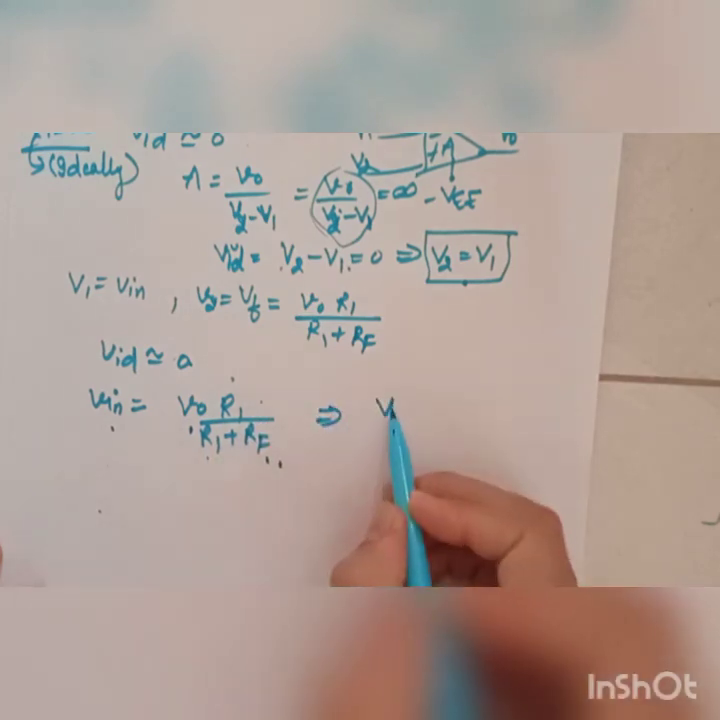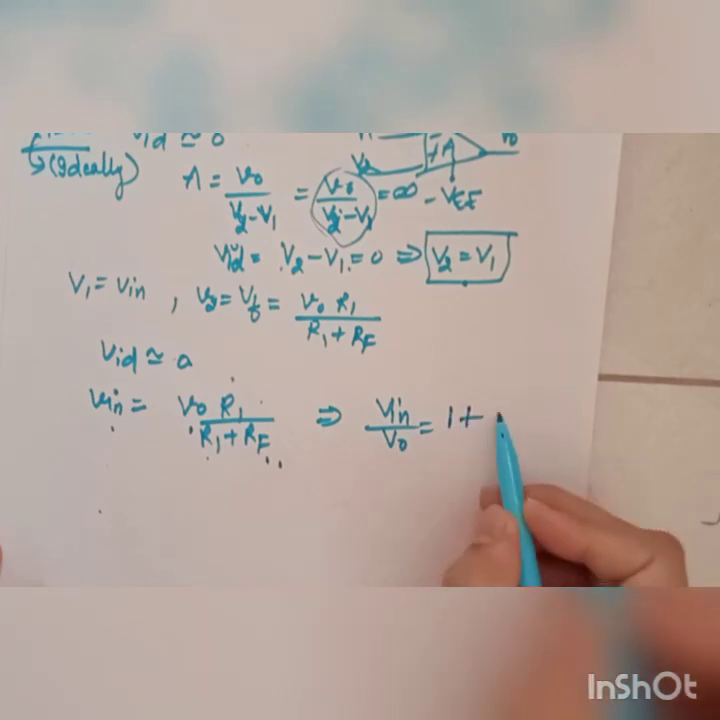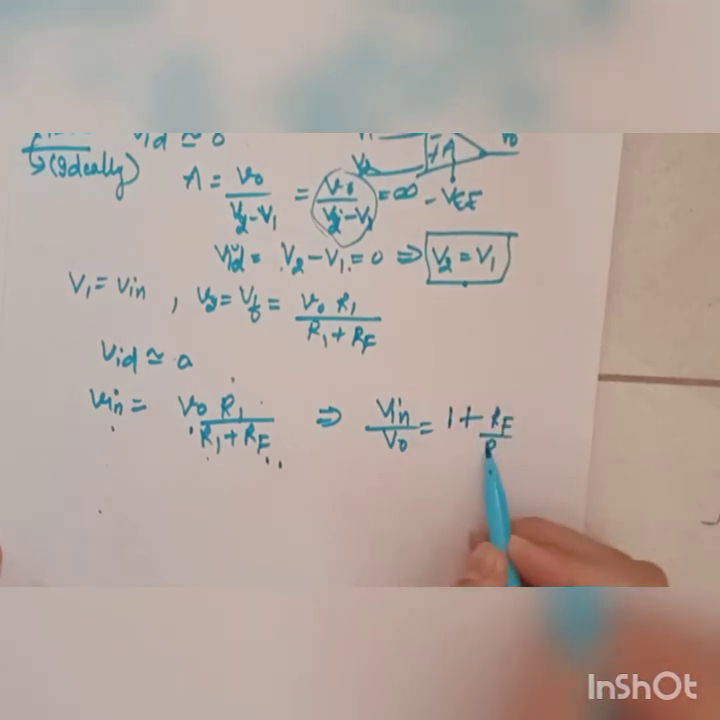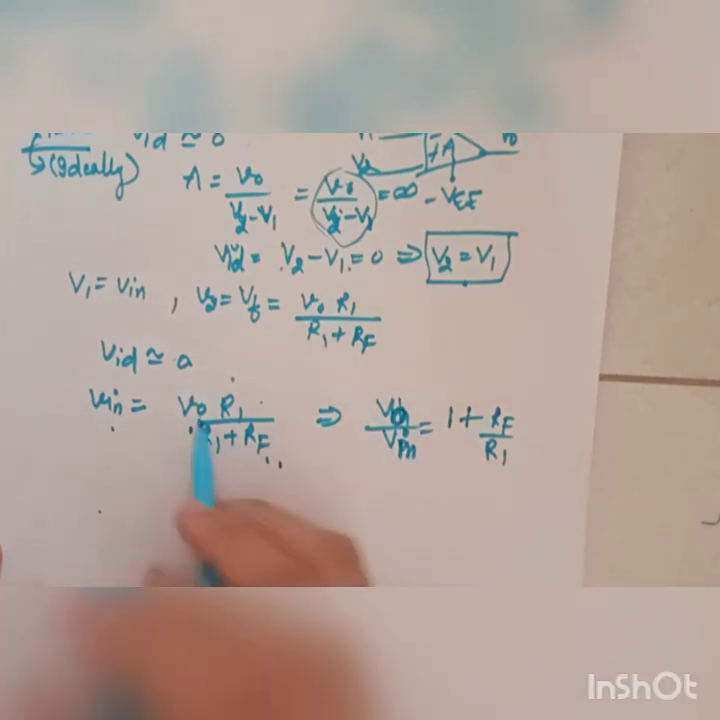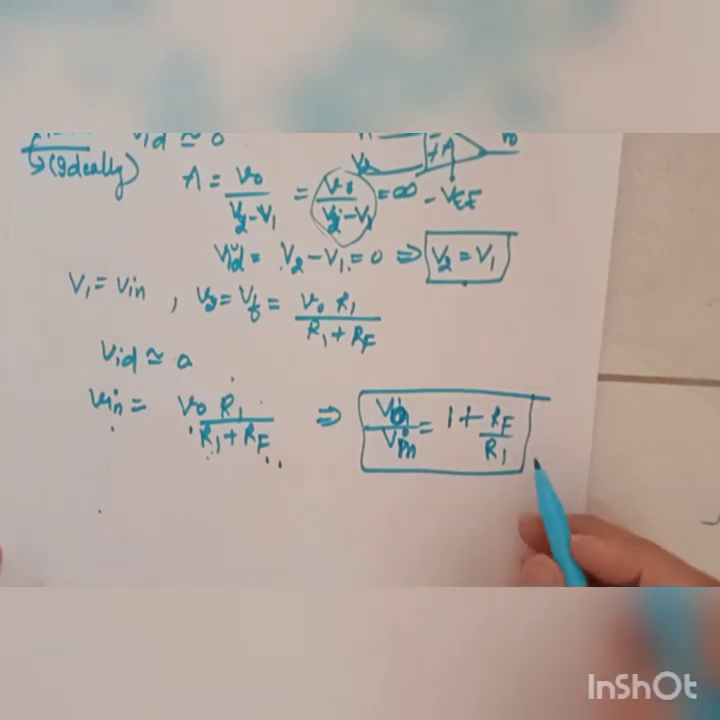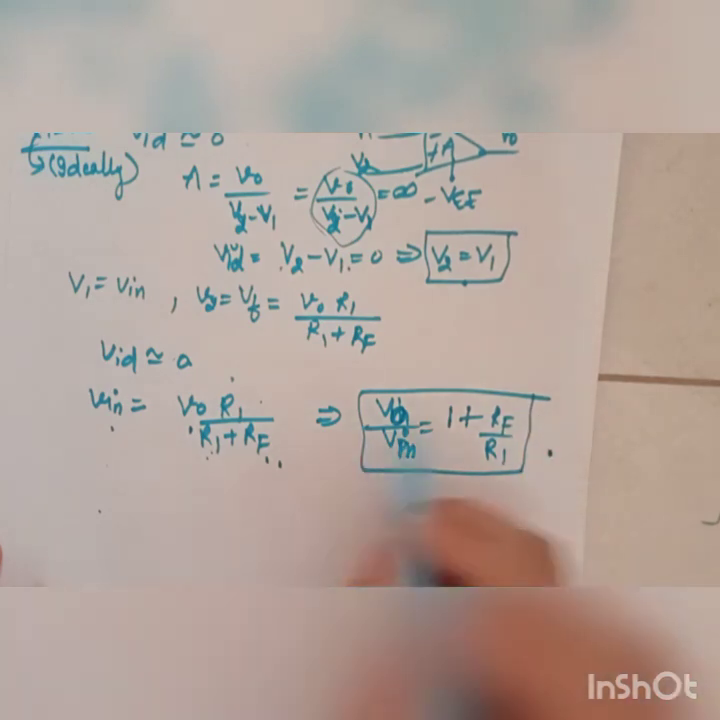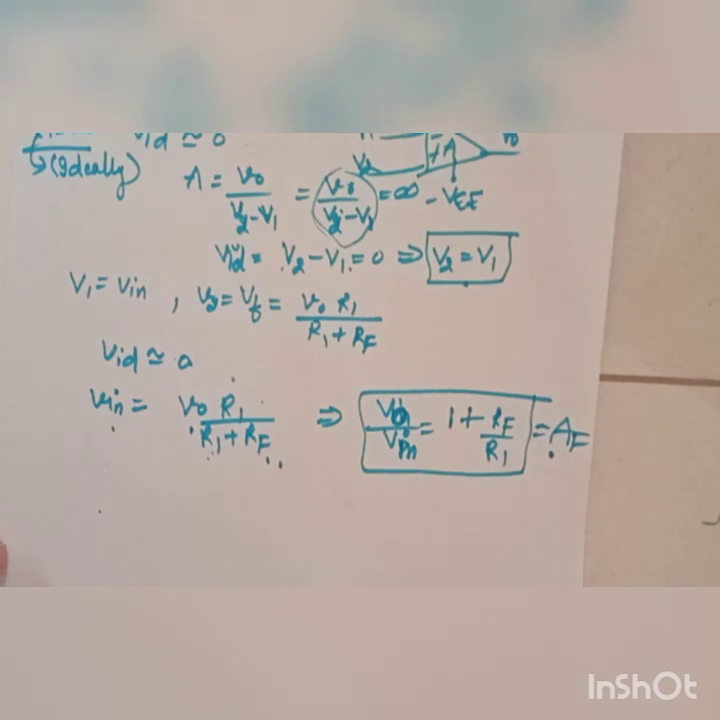Now from here, if we calculate V0 by Vin, I will send this term over here. So I'll get the value of V0 by Vin as 1 plus RF by R1. So this is another way of calculating the value of AF. This is nothing but AF.